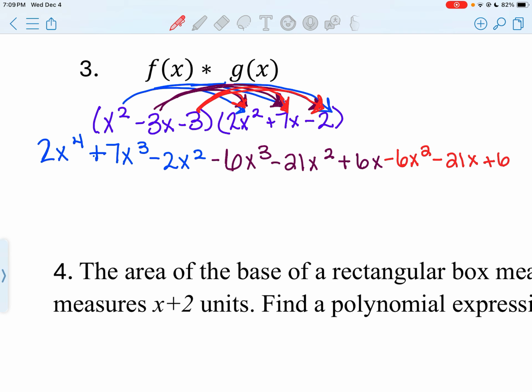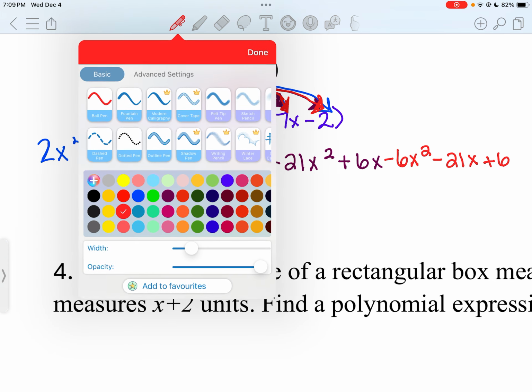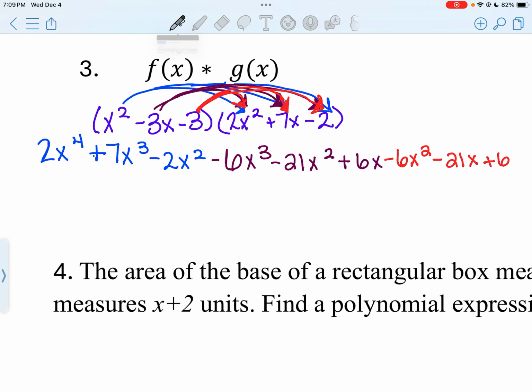And now we're going to combine like terms. Once again, like terms mean they are the same variable with the same exponent. So there's no other 2x to the 4th, so I'm going to just bring down 2x to the 4th. I have a 7x cubed, and I have a negative 6x cubed. I'm going to combine those. That's a positive x cubed, or you can say 1x cubed.